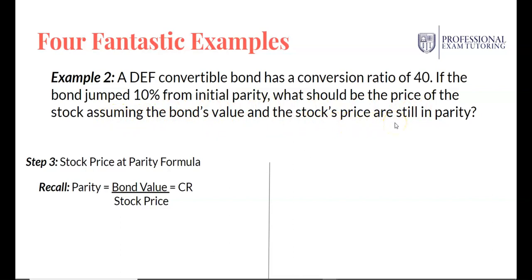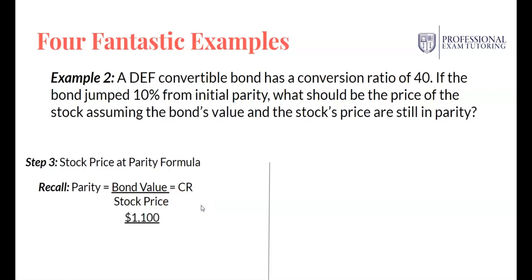And that's saying, assuming that they're still in parity after the bond has jumped up by 10%. So we know that in parity, the bond value divided by the stock price should equal the conversion ratio. So we say, okay, the bond value after it's jumped up by 10% is worth $1,100. The stock price we don't know yet, but we do know that the conversion ratio is 40. So one convertible bond will get you 40 stocks. So here we need to isolate the stock price. So again, just like in that other equation, we're going to have to rearrange.